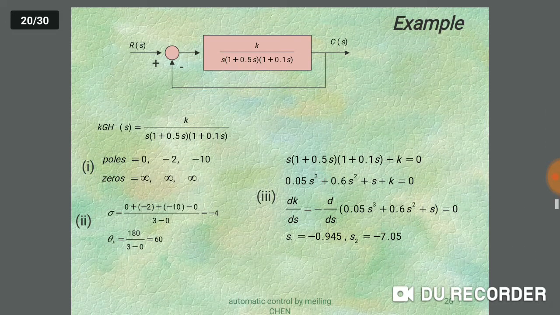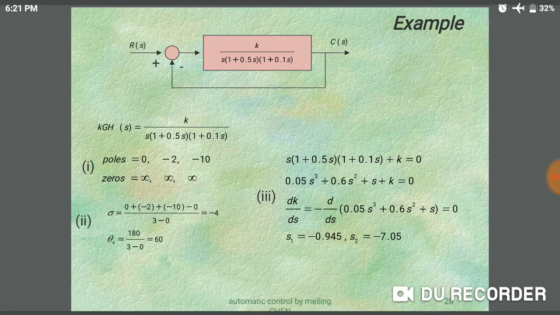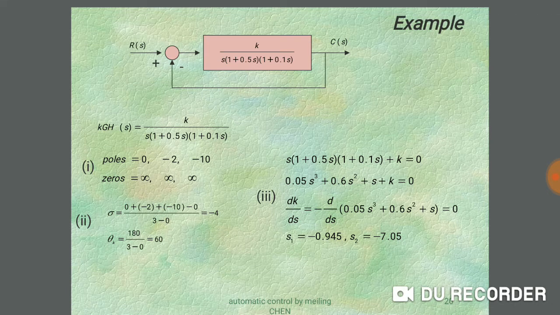We have discussed what root locus is, what its use is, what the concept of root locus is, and what the steps are to construct it. Here we'll discuss an actual example with the help of those construction rules and steps. This is an example given for drawing the root locus or finding the stability of the system.